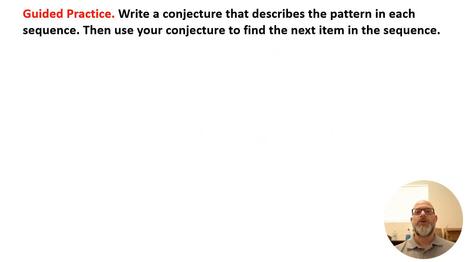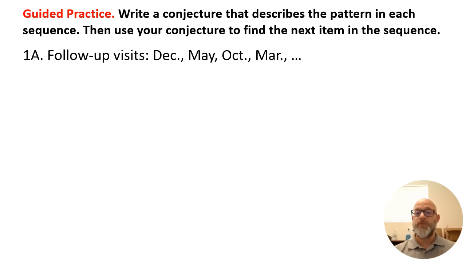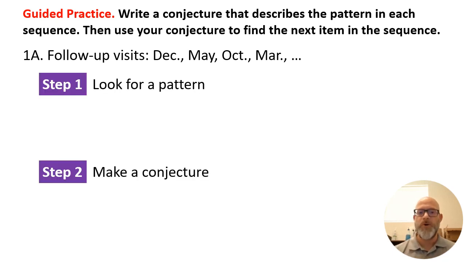All right, guided practice. Write a conjecture that describes the pattern in each sequence. Then use your conjecture to find the next item in the sequence. I'm going to urge you that for these next few problems, you pause the video, try them yourself, and then come back. This particular set of doctor follow-up visits happen in December, May, October, and March.